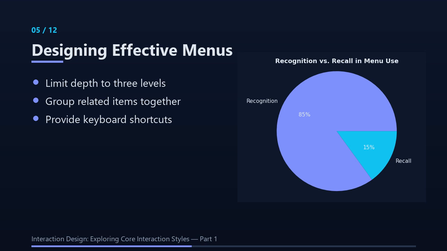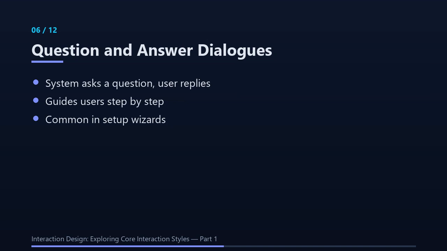Question and answer dialogues are a conversational style where the system prompts the user with a specific question and waits for a response. This approach breaks a complex task into a series of manageable steps, much like a guided interview. Users are not required to know the overall workflow, they simply answer each prompt as it appears.